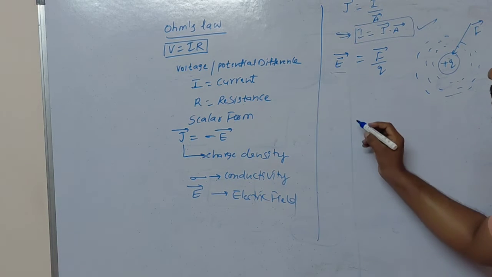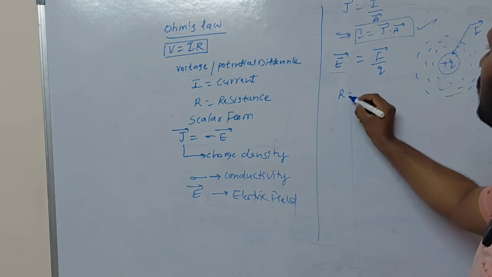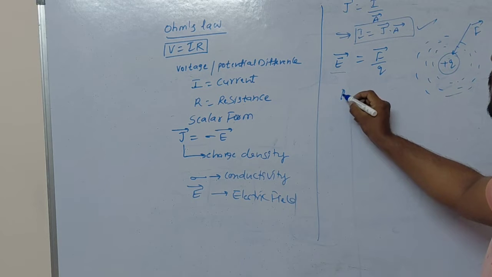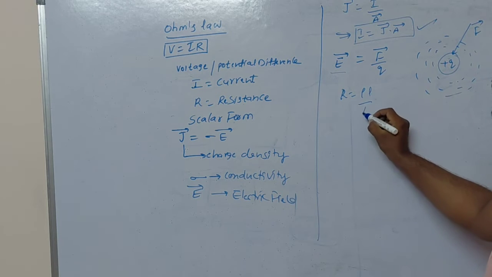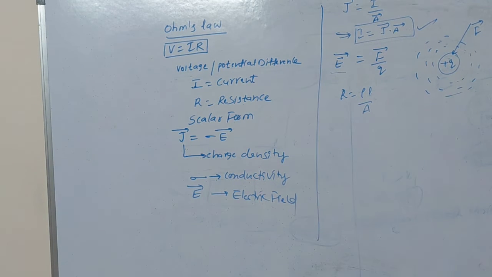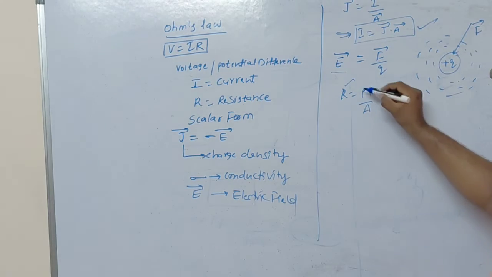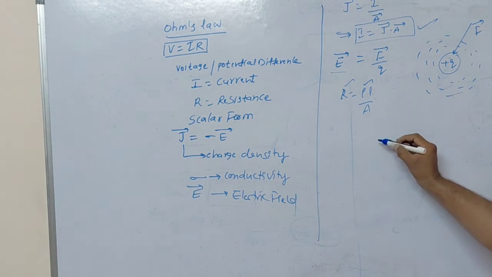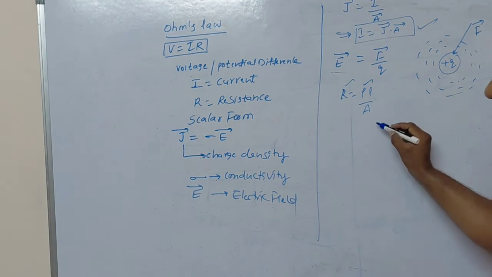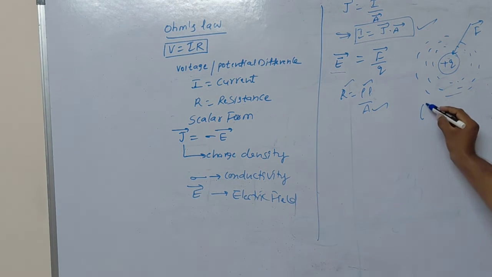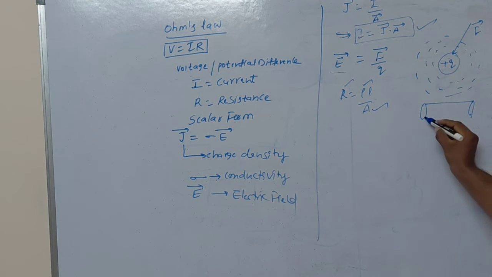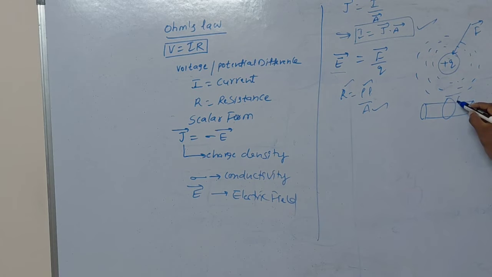We know that R is equal to rho L by A, where R is resistance, rho is resistivity, L is the length of the conductor, and A is the area of cross section of the conductor. So when we have a conductor with area of cross section A, length L and resistivity rho, the resistance is R is equal to rho L by A.